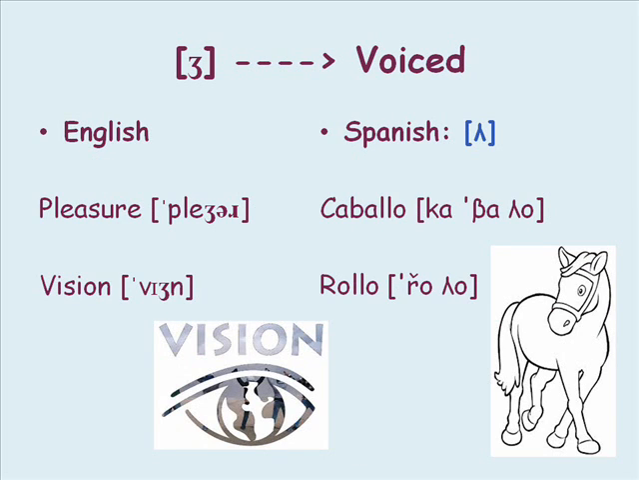This is a voiced sound. It is produced in the words pleasure or vision in English, and in Spanish it is similar in words such as caballo, rollo. However, the phonemic transcription is represented with a different symbol.